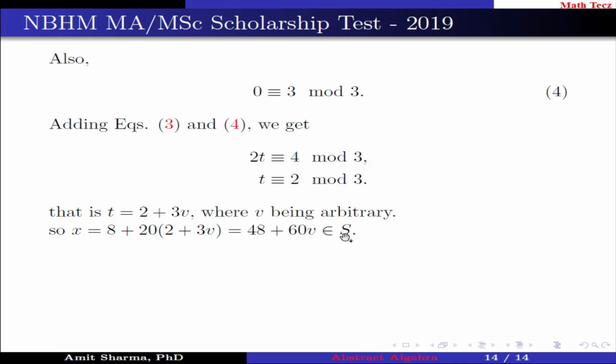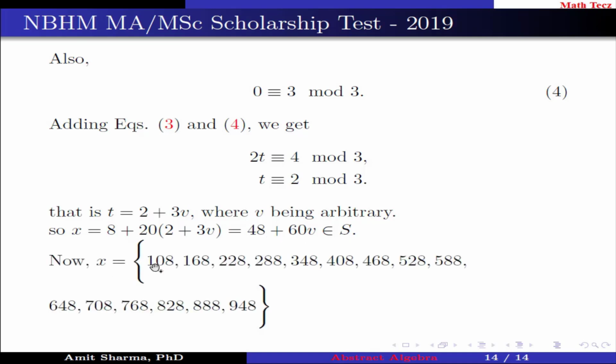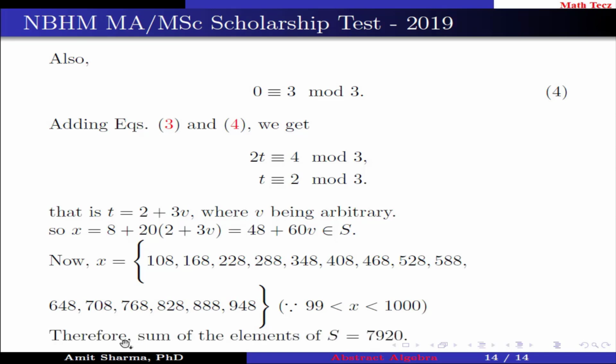Now x is 108, 168, 228, 288, 348, 408, 468 and up to 948, putting the values of v as 1, 2 and so on. We cannot find values more than this because the condition is given that x lies between 99 and 1000. Therefore, the sum of the elements of S is 7920.